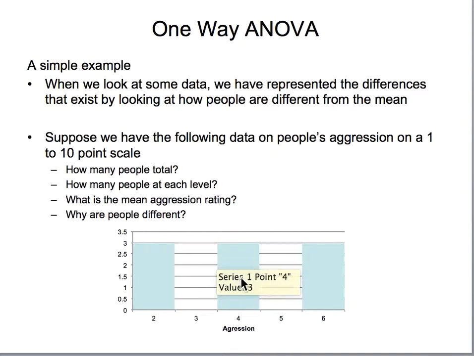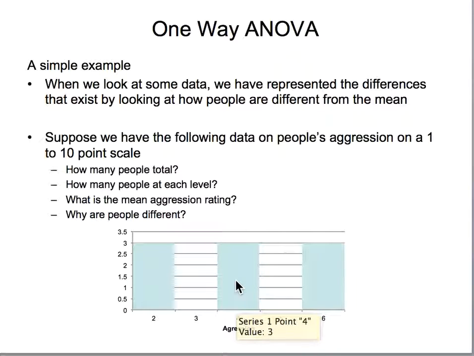So I have 3 plus 3 plus 3 gives me 9 people. I have 3 people at each level. My average, or mean, aggression rating is 4. If I added up 2 plus 2 plus 2 plus 4 plus 4 plus 4 plus 6 plus 6 plus 6, it would all balance out to an average of 4.